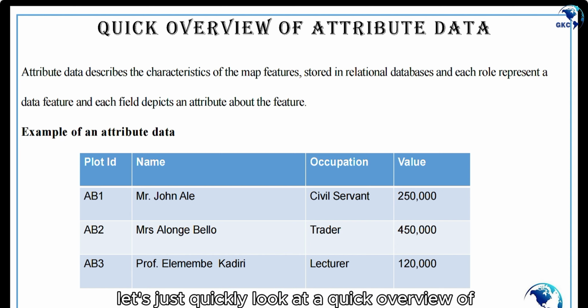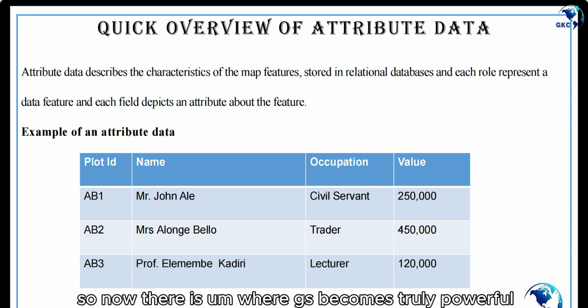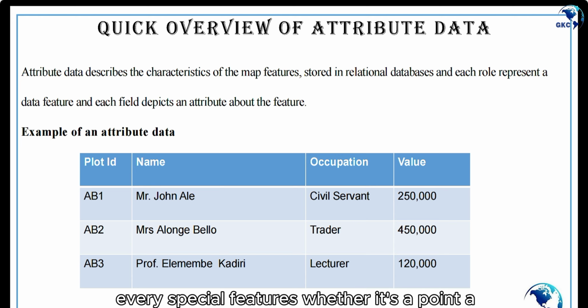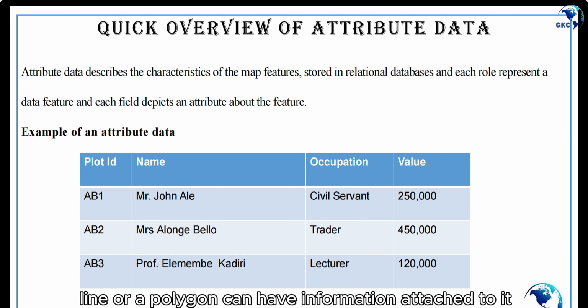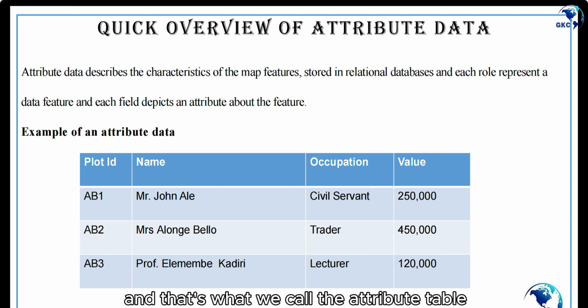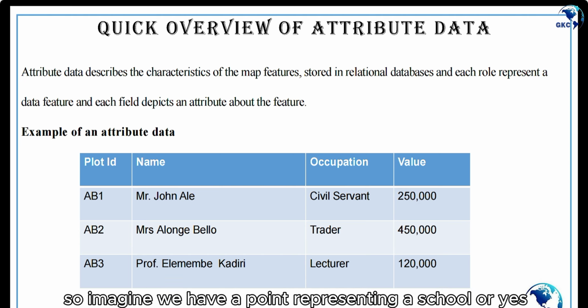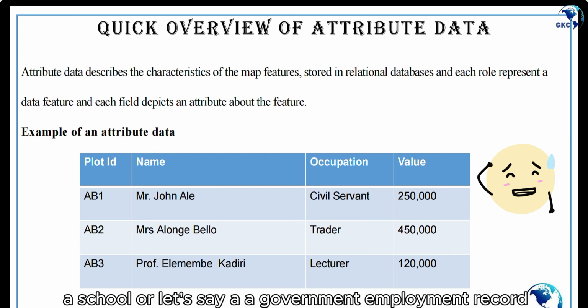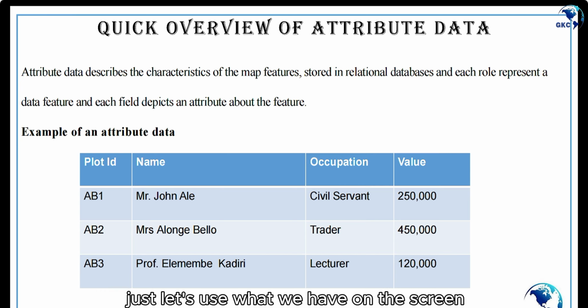Let's just quickly look at an overview of our attribute table. So now this is where GIS becomes truly powerful. Every spatial feature, whether it's a point, a line, or a polygon, can have information attached to it, and that's what we call the attribute table. So imagine we have a point representing a school, or let's say a government employment record. Just let's use what we have on the screen.